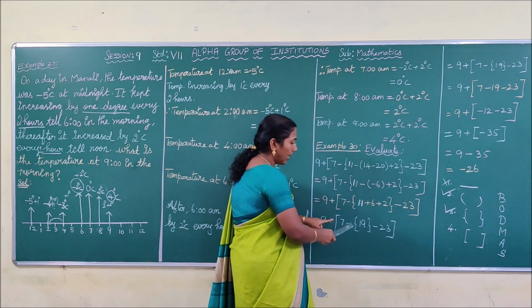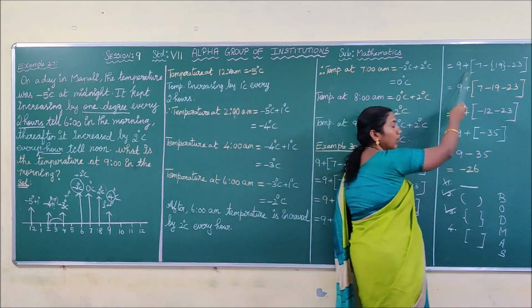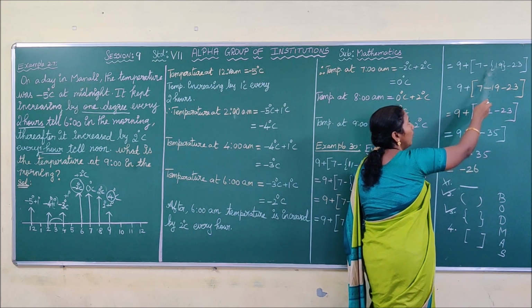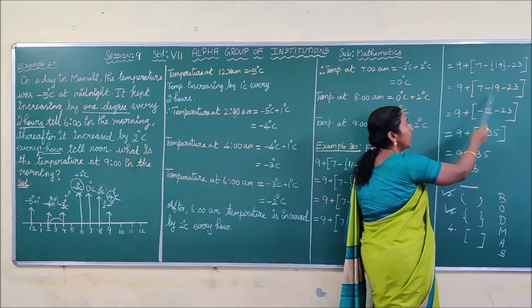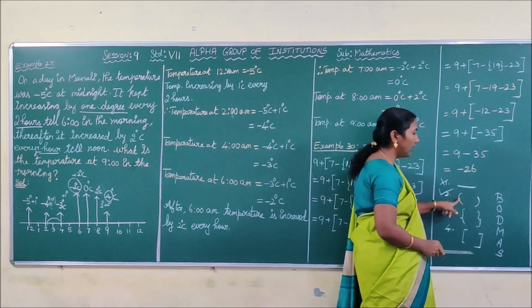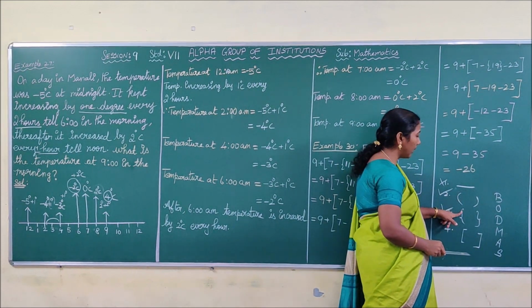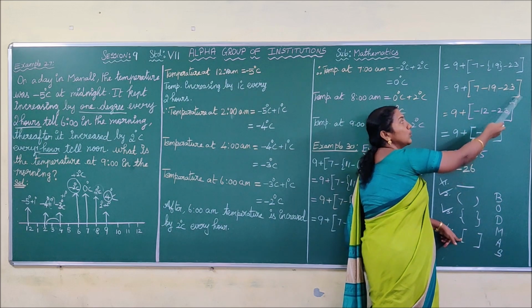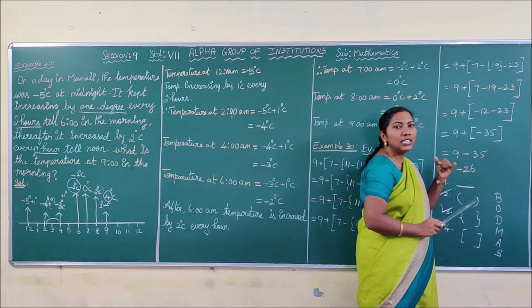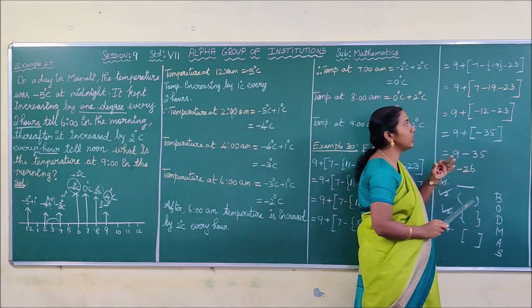Once again, I am writing this step here for your understanding. 9 plus 7. Now we are going to remove this curly bracket. So we get minus 19 minus 23. Thus we have evaluated the simple bracket and curly bracket. Next we are going to evaluate the square bracket. Okay, within the square bracket we have 3 integers: 7 minus 19 minus 23.